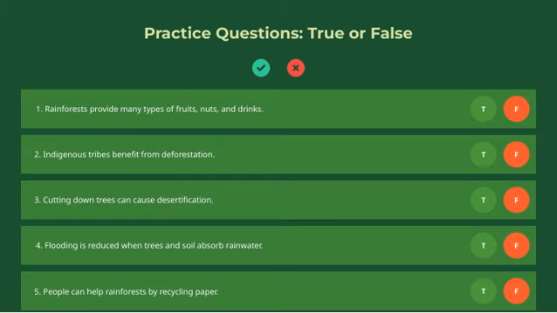Moving on, does flooding get reduced when trees and soil absorb rainwater? Yes, it does. Trees and healthy soil act like sponges, soaking up rainwater and preventing floods in nearby areas. Finally, people can help rainforests by recycling paper. That's true, because recycling reduces the need to cut down more trees, helping to preserve these vital ecosystems.